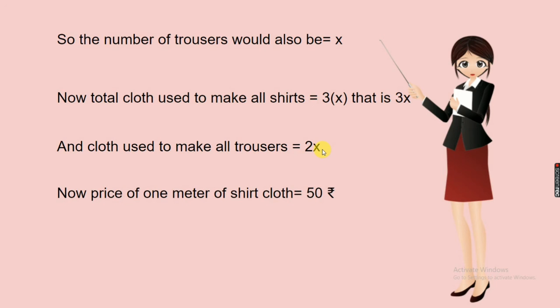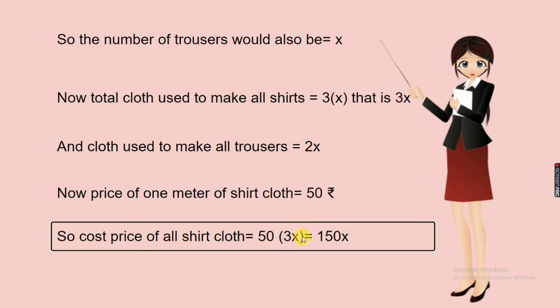Now, the price of 1 meter of shirt cloth is 50 rupees, it's given. So, the cost price of all shirt cloth would be equal to 50 multiplied by 3X, which is 150X. 50 multiplied by 3X, we got 150X. So, the cost price of all shirts is equal to 150X.